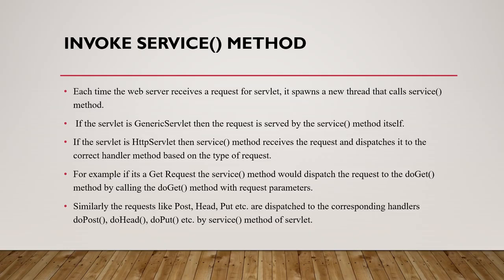If the servlet is an HTTP servlet, then the service method receives the request and dispatches it to the correct handler method based on the type of request. If it is a generic servlet, then the request is served by the service method itself. So what is the difference between generic servlet and HTTP servlet? Generic servlet is an abstract class. It has only one abstract method, that is the service method, as you know. And it has two objects, the servlet request object and the servlet response object. The request object is made by the client and the response object is used to return a response back to the client.